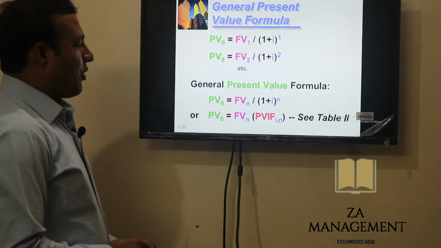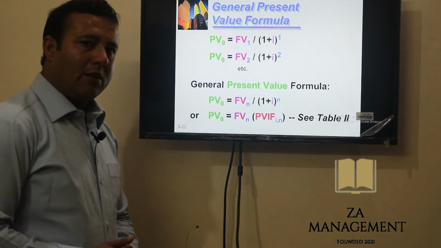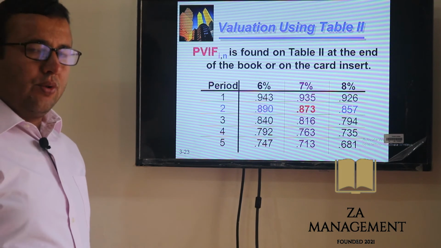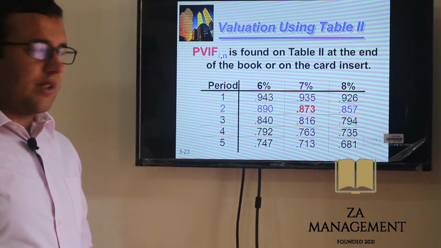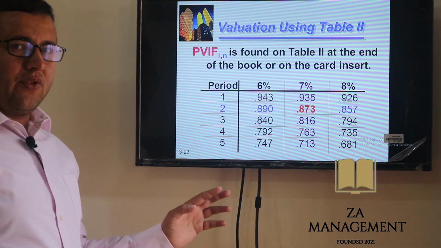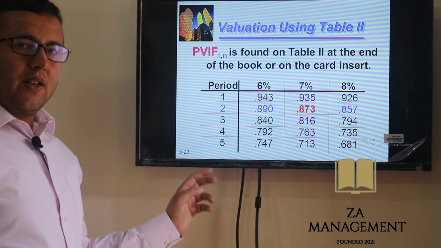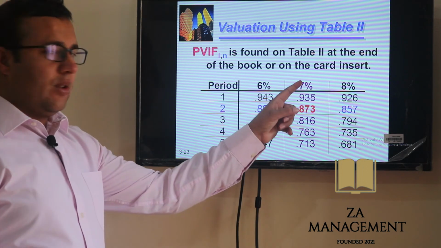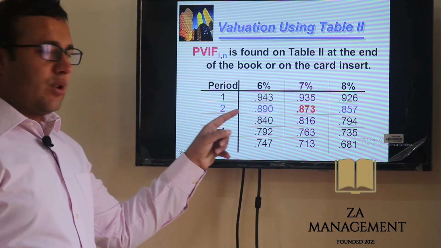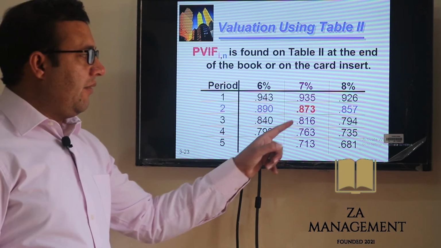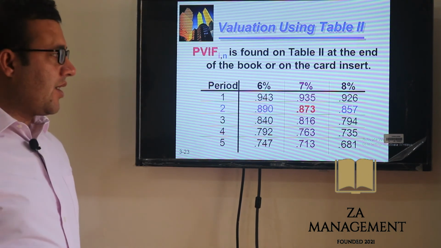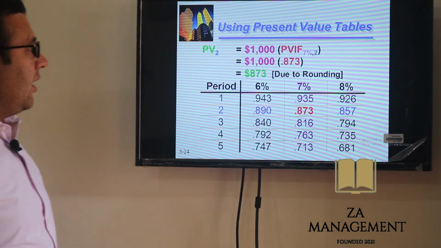We can solve this problem also with the help of table number 2. The factor can be found in table number 2 for n periods at i% interest rate. Here in this case, we have a 7% interest rate for 2 years. That's why we will look in the 7% column, while in row number 2 representing 2 periods. And we can find that the present value interest factor is 0.873 in this case.